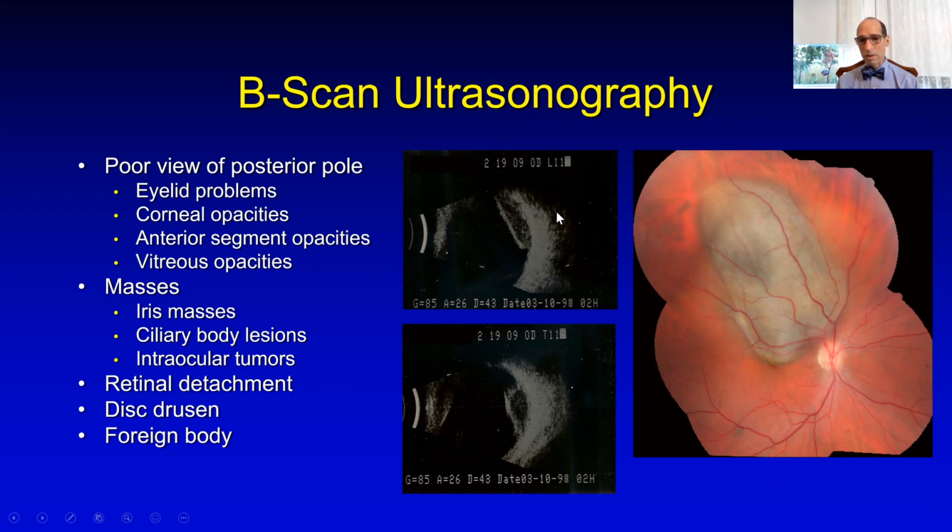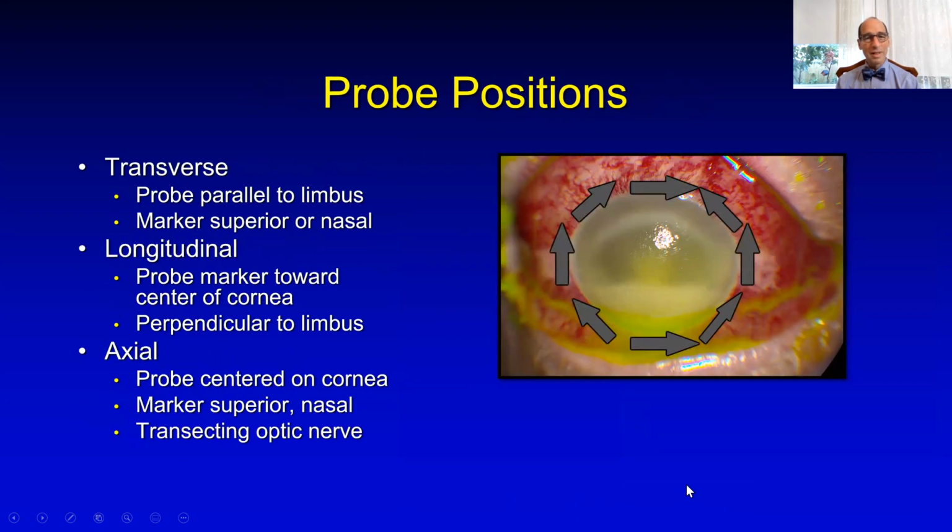This is a patient with a tumor, and you can see the melanoma here, and then the B-scan shows the typical low reflectivity of a tumor. It's 2009. Probe positions, no one ever taught me this. So anyway, I'll teach you.